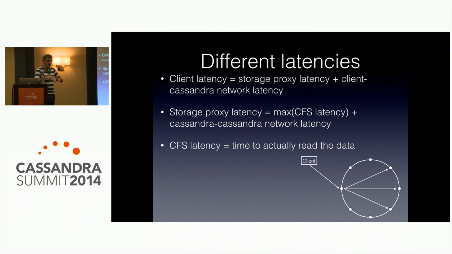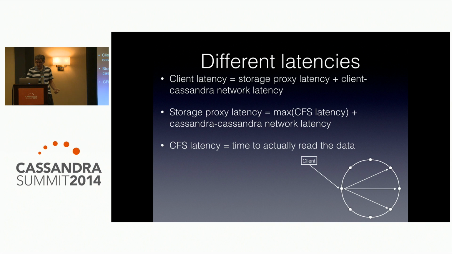So some rough relationships between them. The client latency is normally storage proxy plus the time it takes the client to reach the cluster. The storage proxy latency is the slowest node to respond that's required by the consistency level, plus the internode network latency within your cluster. And then the column family store latency is the time to do the work.